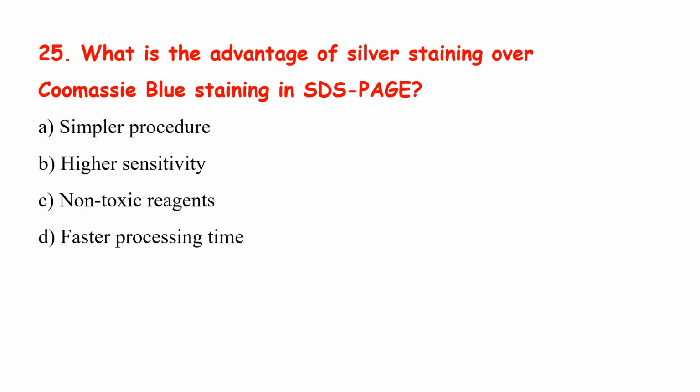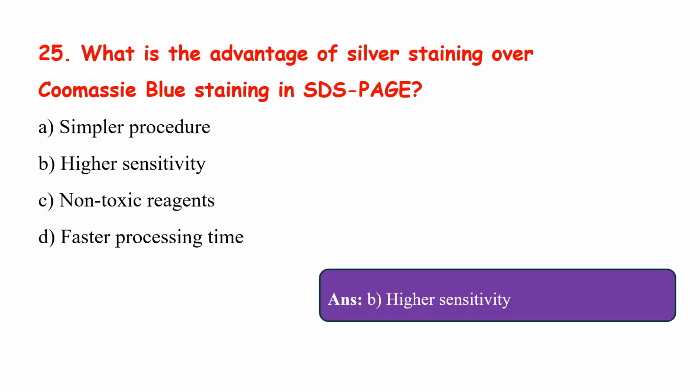What is the advantage of silver staining over Coomassie blue staining in SDS-PAGE? Simpler procedure, higher sensitivity, non-toxic reagents, faster processing time. The correct answer, higher sensitivity.